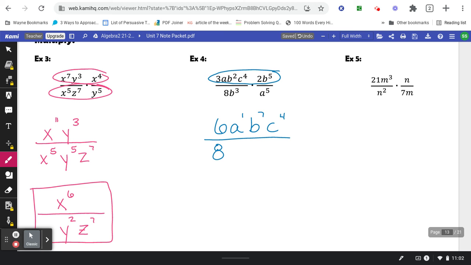I always put the numbers first. Then the a, then the b, and no c in the denominator.